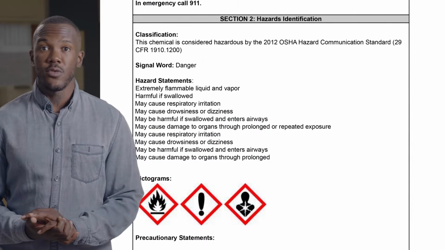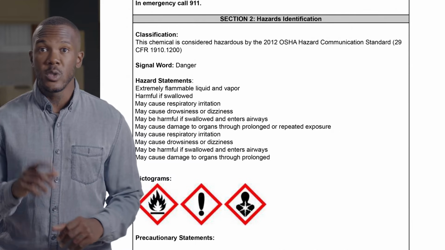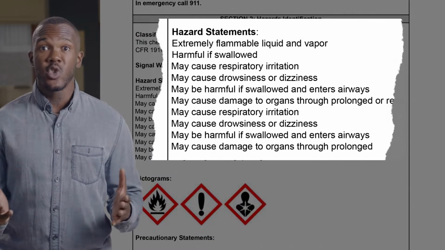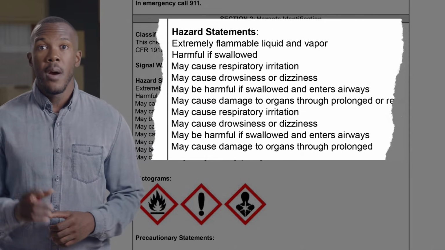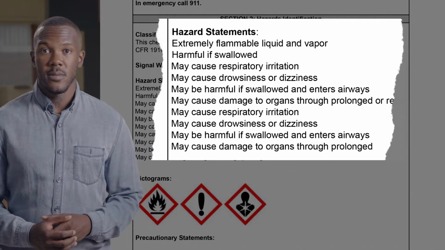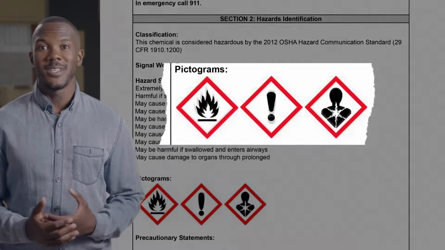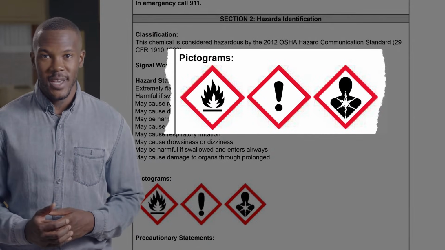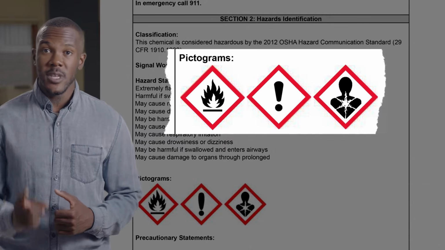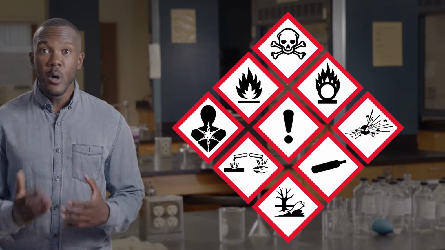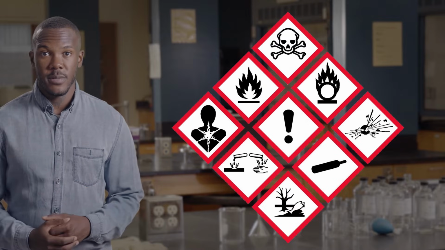Section 2 lists hazards for chemicals in several ways. The most direct way is a list of hazard statements. There are 78 official hazard statements in the GHS. Most chemicals only have a few of these. Every SDS will also have pictograms, symbols representing different categories and hazards. Each pictogram represents a specific type of hazard. There are 9 pictograms. Most chemicals have only 1 or 2 pictograms.